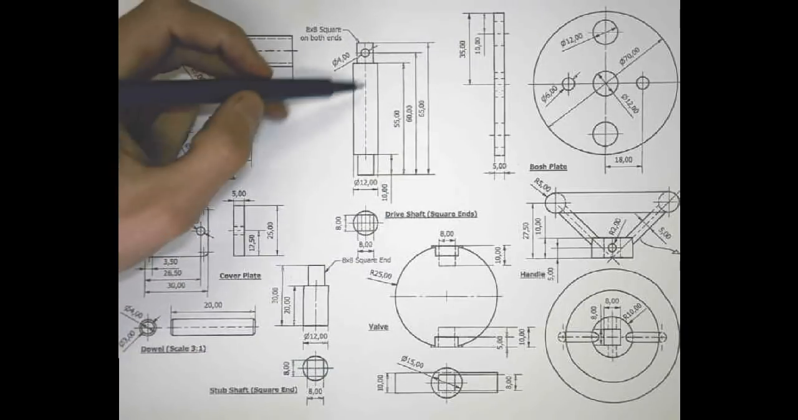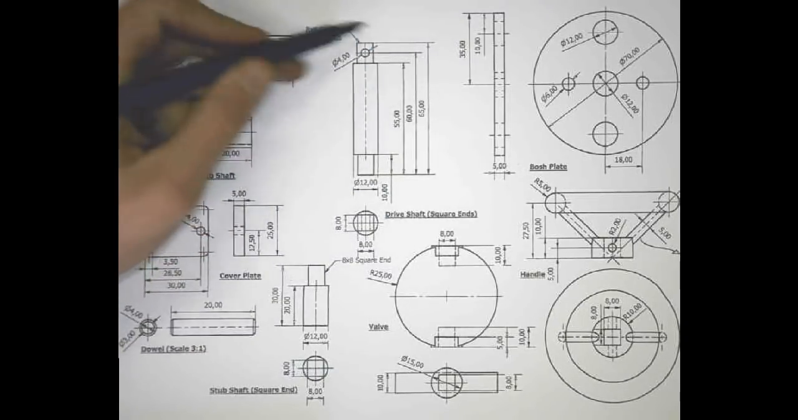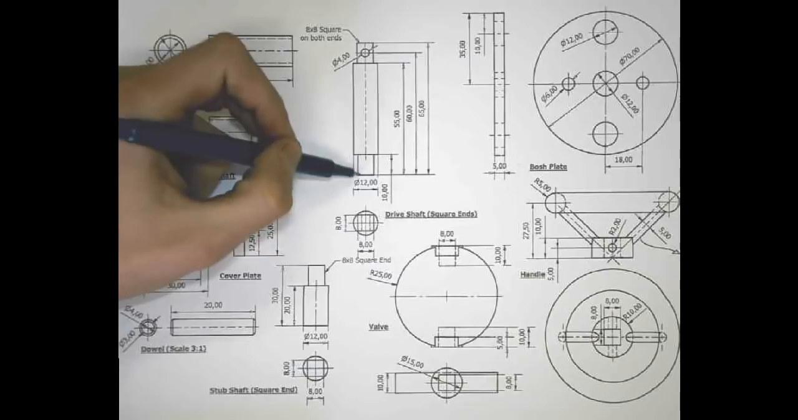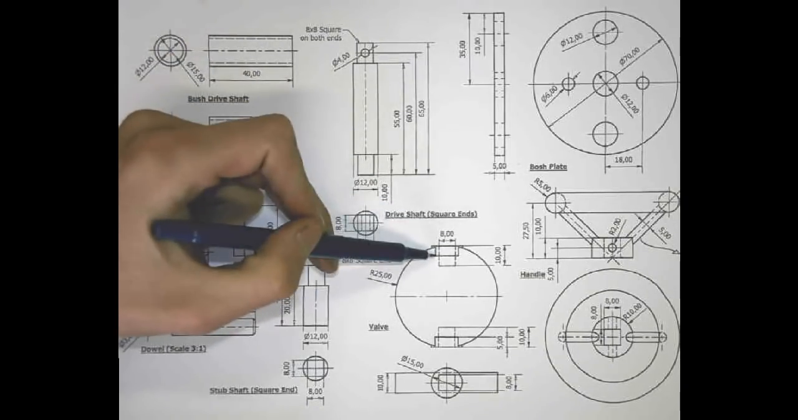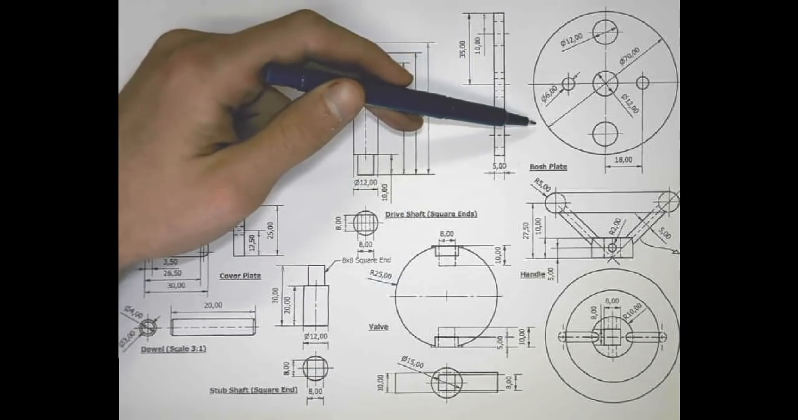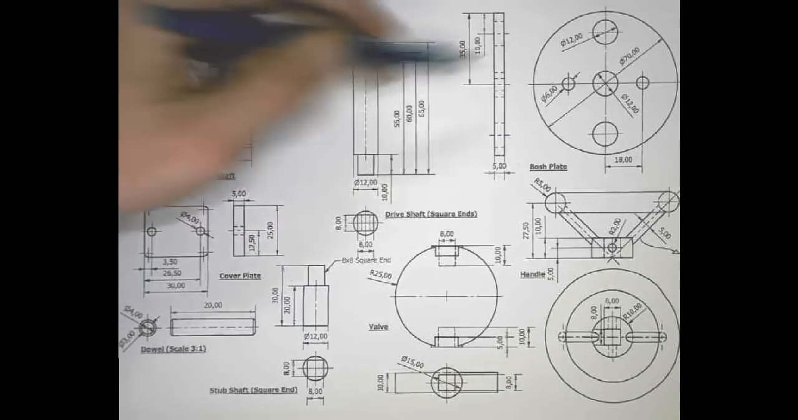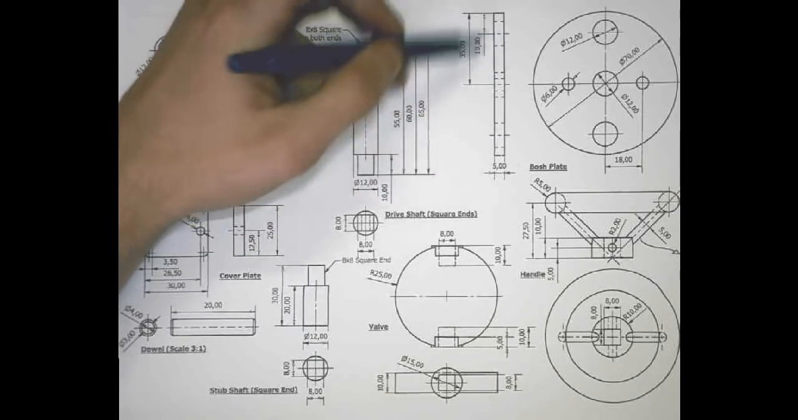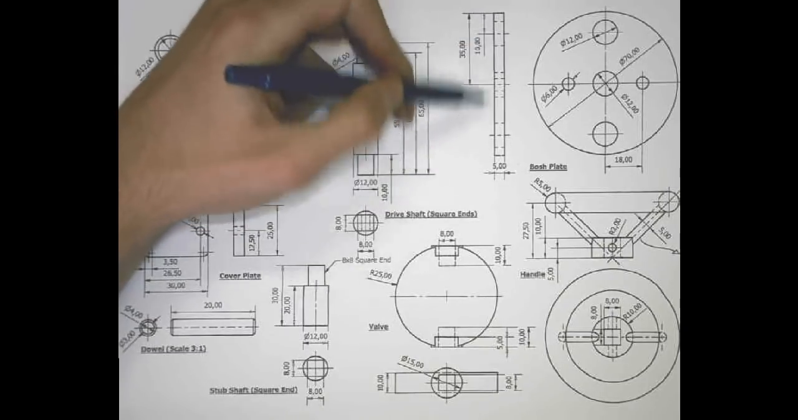Our drive shaft, we're going to be seeing this side of it, and we know that this is square and it fits into the square section on the top of our valve. The Bosch plate, this simply fits onto the top of the housing, and we'll be seeing this view rotated through 90 degrees.